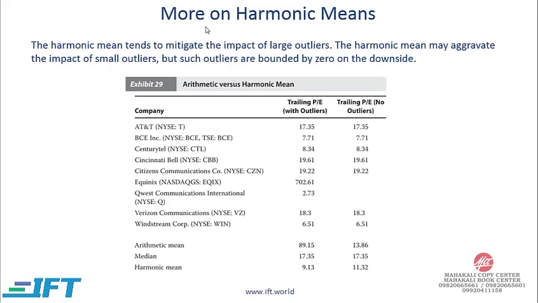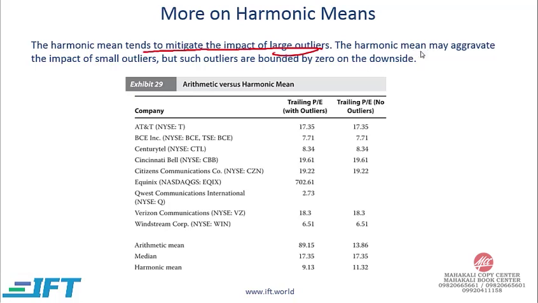More on harmonic means. Harmonic means tend to mitigate the impact of large outliers. You might recall from earlier in the reading where we talked about mean versus median. The regular arithmetic mean is heavily influenced by outliers, so clearly the mean is not as good as the median. And now we are saying that probably the harmonic mean is even better. The harmonic mean also tends to mitigate the impact of large outliers, so it is not as impacted by large outliers compared to, say, the regular mean or the arithmetic mean.